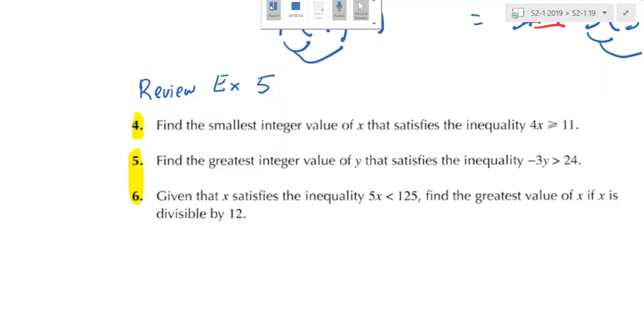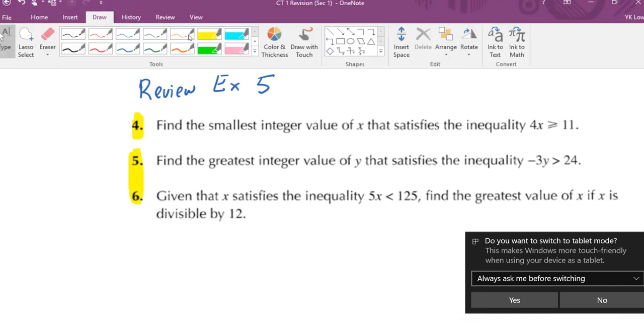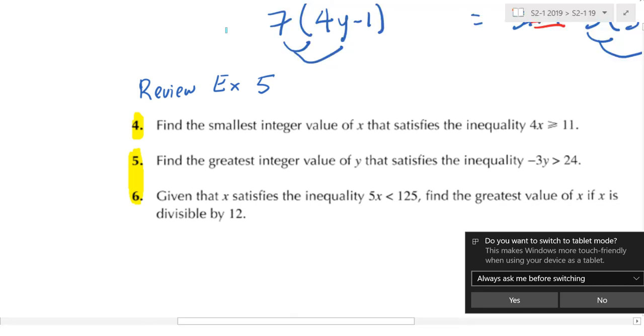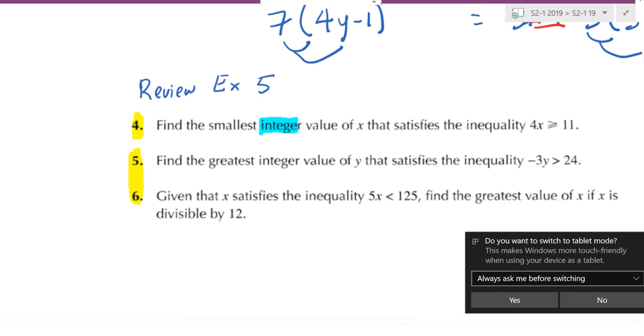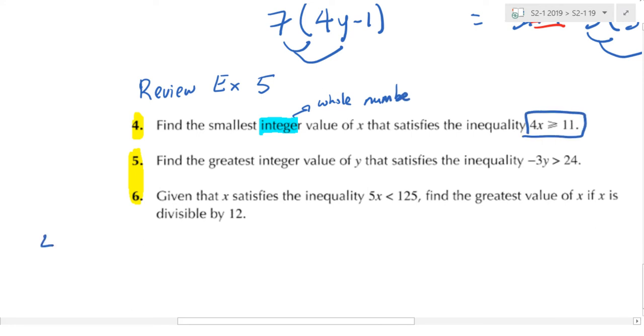Alright, so question 4. Find the smallest integer. Now let's recap integer. Integer means whole number. So you want to write down, this one means whole number, that satisfies this inequality. So this is what I do. Question 4: 4x is more than or equal to 11.